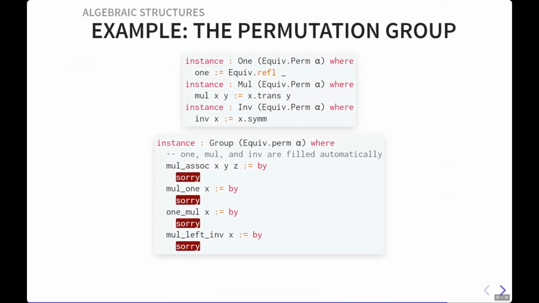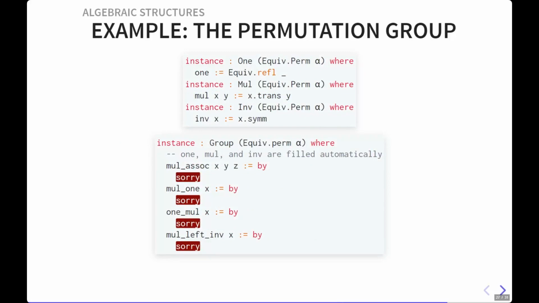How do we show something as a group? Often you would first define what its operations are. So here we're going to look at the permutation group over a type alpha. The one is just the identity equivalence. Multiplication is composition of the functions. And the inverse of an equivalence is just the inverse function inside it, which Lean has defined all these things for us already. And now that you've defined these One, Mul, Inv instances, when you get to saying instance group, Lean will automatically find these One, Mul, Inv instances you already defined.